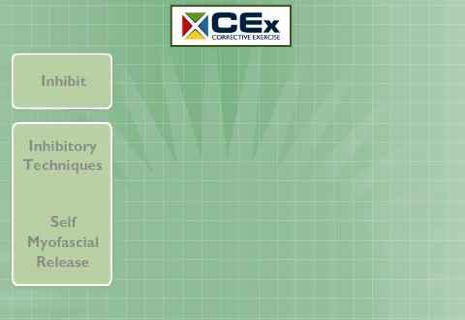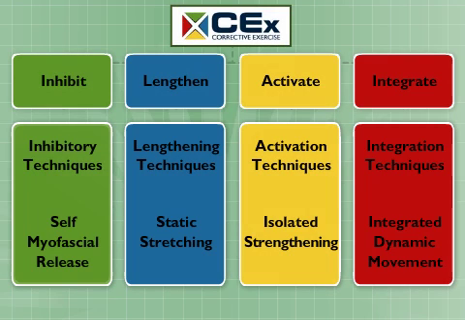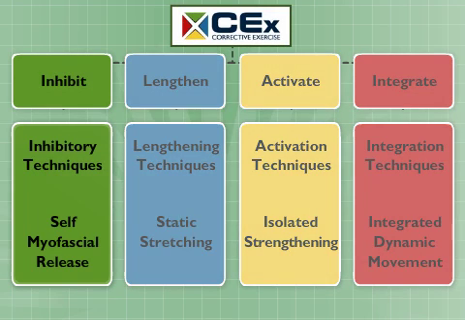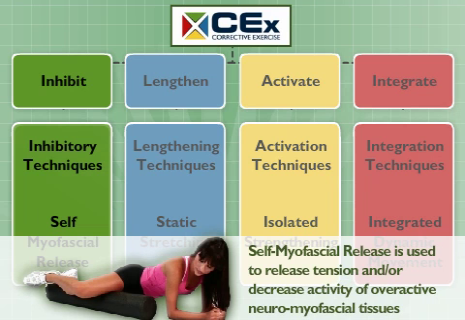Summary. In summary, self-myofascial release is the primary inhibitory technique used in the first phase of the corrective exercise continuum. Self-myofascial release is used to release tension and/or decrease activity of overactive neuromyofascial tissues in the body. This technique will help prepare the necessary tissues for the next phase of the corrective exercise continuum, lengthening techniques.